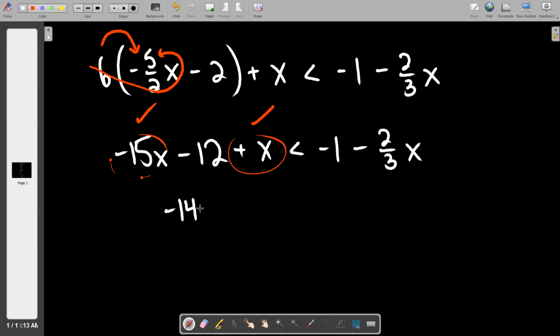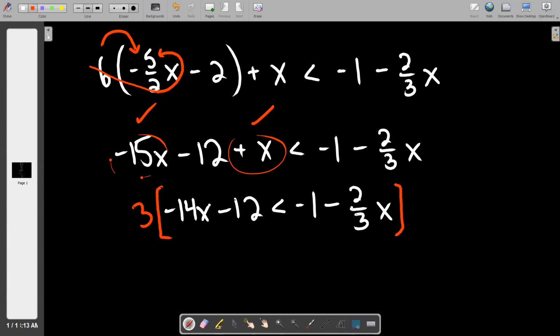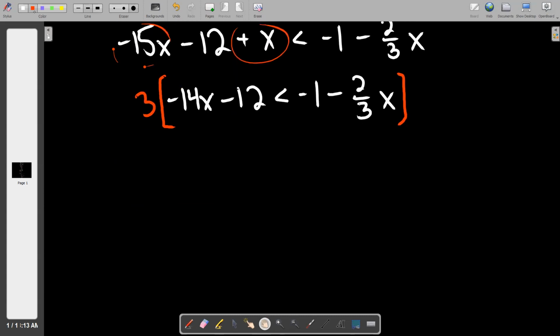Negative 14x. If it's possible and convenient, I like to clean house a little bit before I put on my monster brackets. And now I think is a very appropriate time to do the deed. What are we going to multiply by? 3. Yeah, 3. All right, let's do this. We're almost there. What's it going to give us?